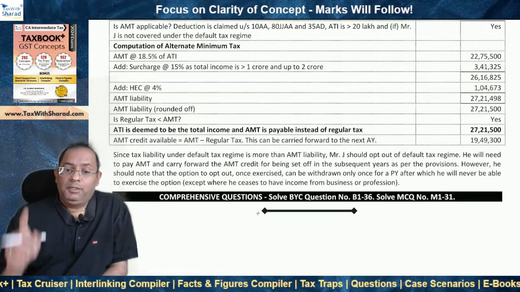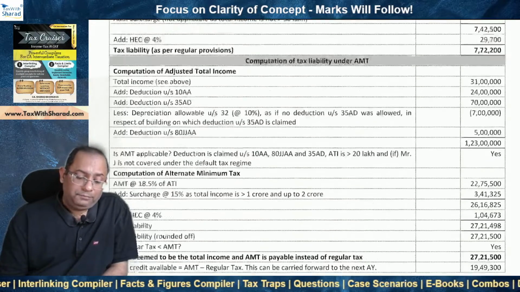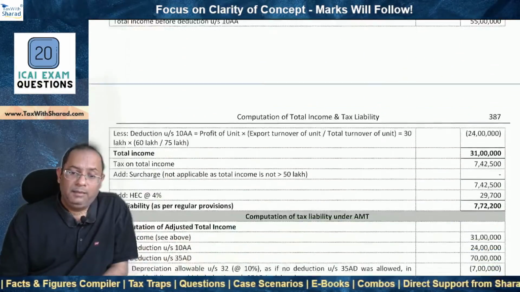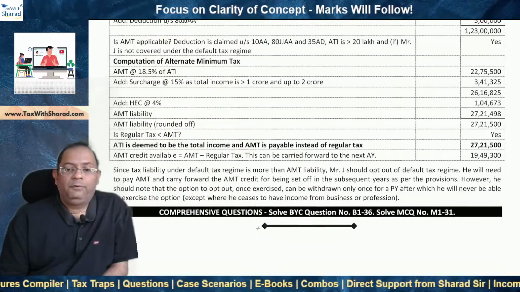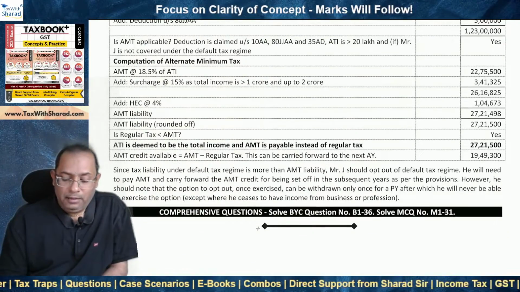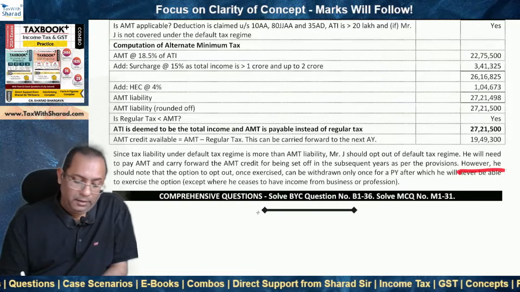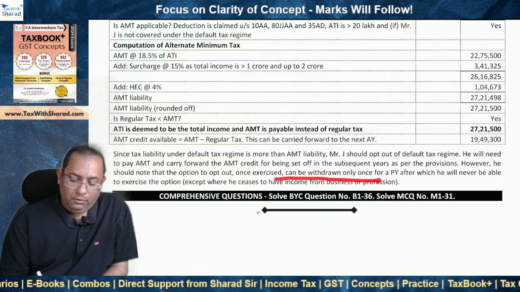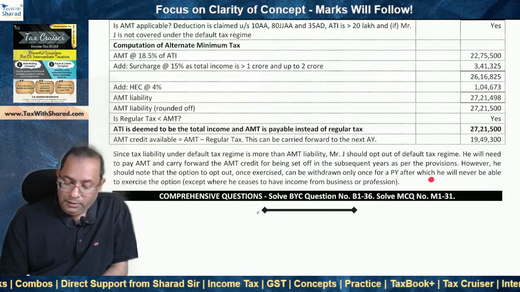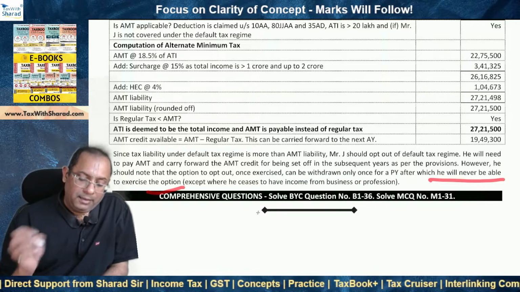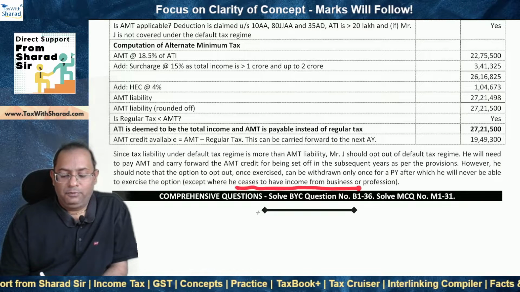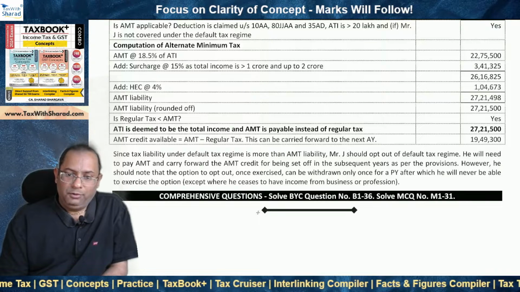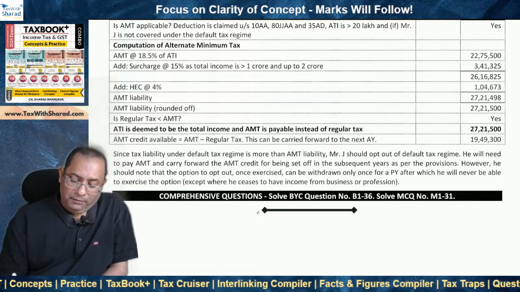But you also need to mention, as I told you some time back, that the assessee, Mr. J, has business income. PGBP is there, and therefore opting out of the default tax regime has its restrictions and limitations. So you should also write, however, he should note that the option to opt out, once exercised, can be withdrawn only once for a previous year, after which he will never be able to exercise the option except when he ceases to have income from business or profession.